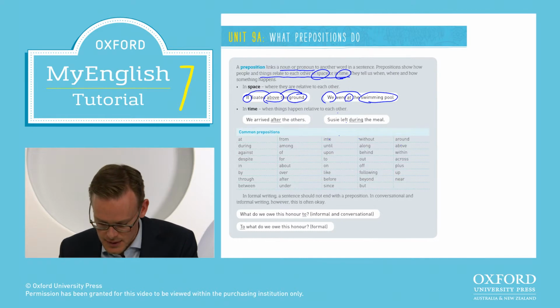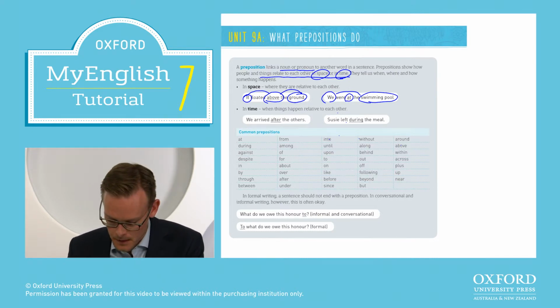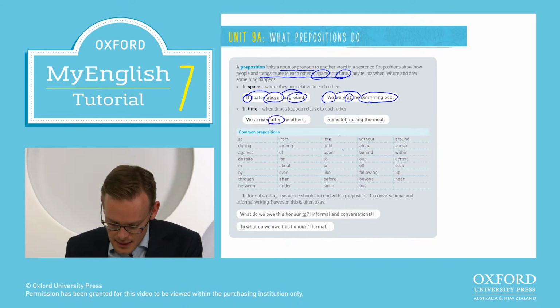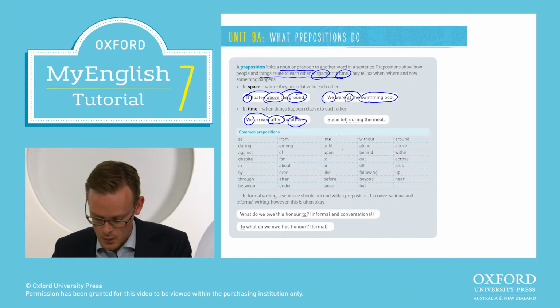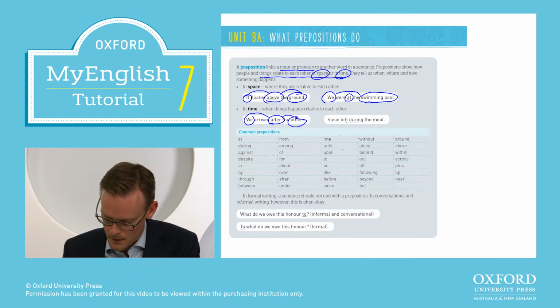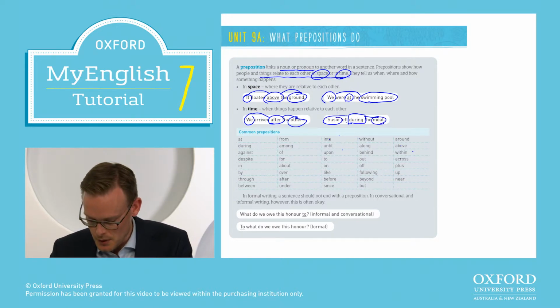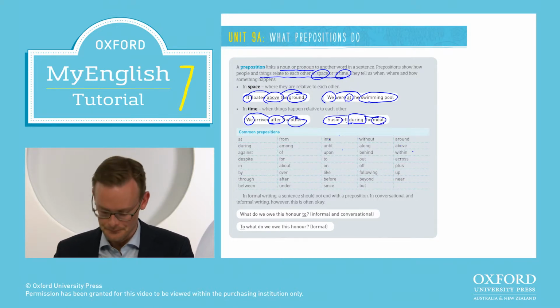Prepositions can also tell us how things relate in time. If we arrived after the others, the preposition is the word after. It tells us how we and the others relate in time. The others got there first and we arrived after them. Or if Susie left during the meal, that tells us how Susie leaving relates to the meal. That Susie left during the meal. So the preposition of time is during.